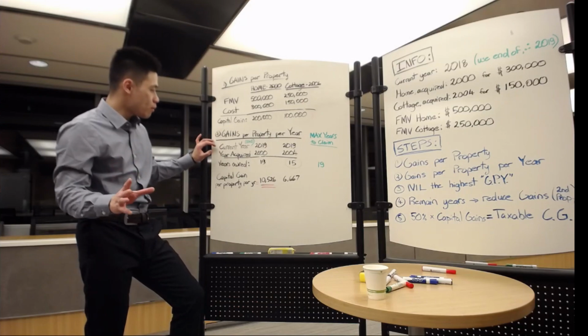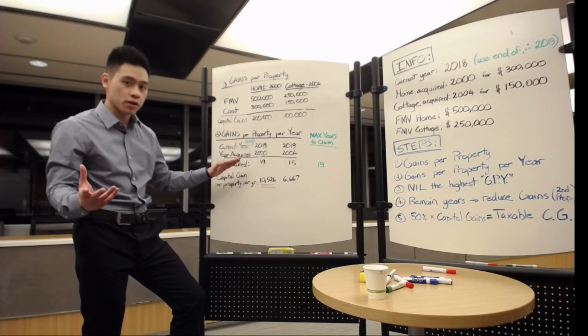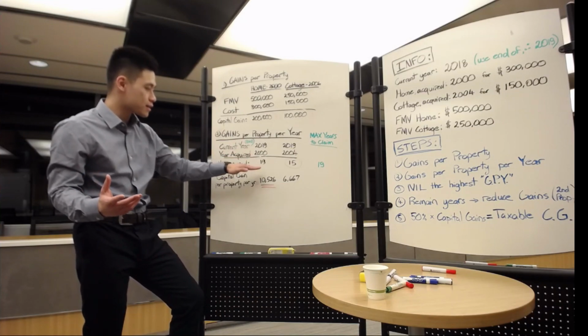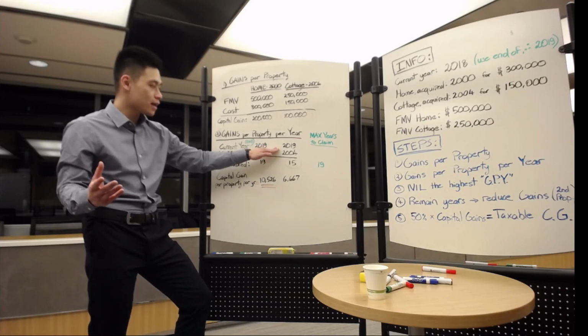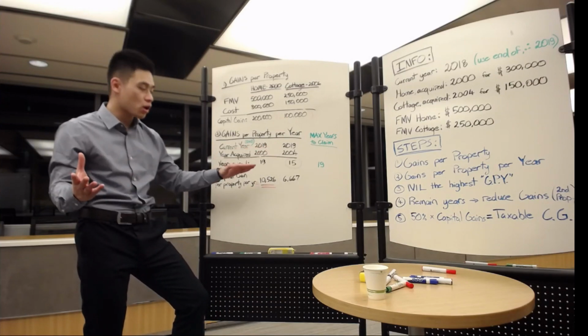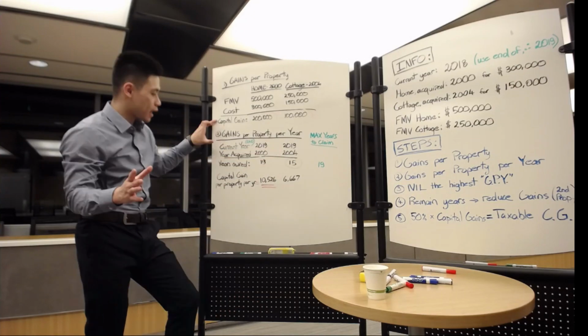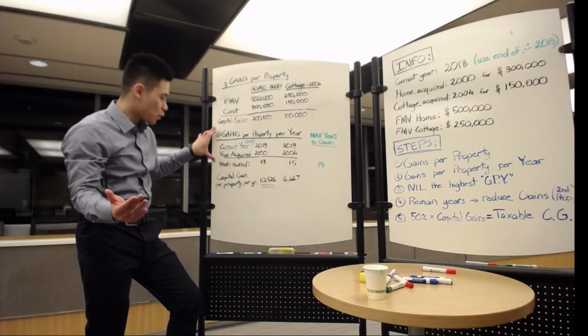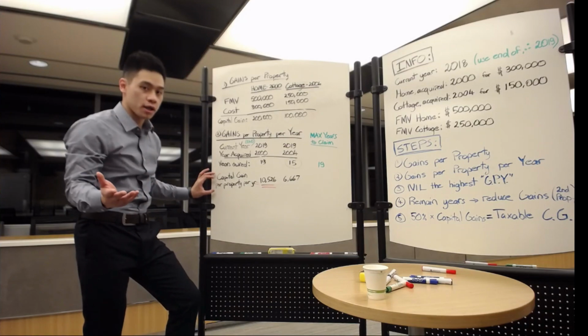So for the home, we're going to take the current year of 2019, subtract it with the year that it was acquired of 2000 to give us 19 years. For the cottage, we're going to take 2019 and subtract it with the year that the cottage was acquired of 2004 to give us 15 years. The next step is we're going to take our capital gain and then we're going to divide it by the years owned to calculate our capital gain per property per year.